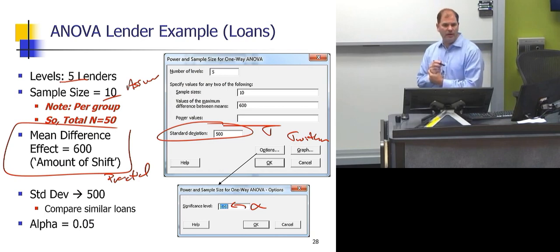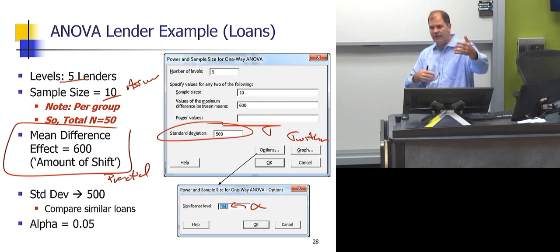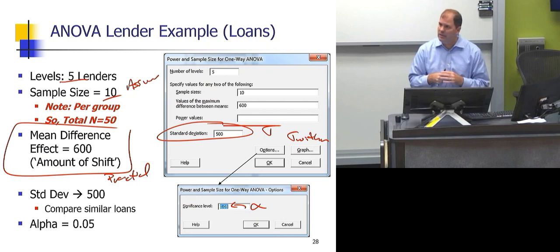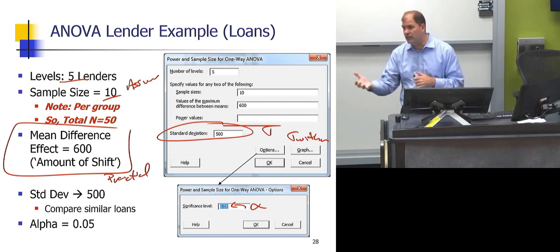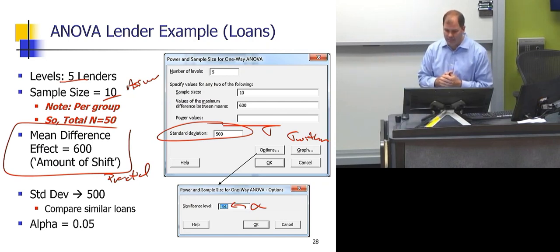Sometimes people say to you, I want to be able to detect a 10% change. You'd have to convert that to a number. So if the mean was 500 and you want to detect a 10% change, you have to convert that to an actual number. But this is what we're looking for. If you read literature on this, though, it's sometimes expressed as an amount, sometimes expressed as a percentage. We'll convert it back to an amount.